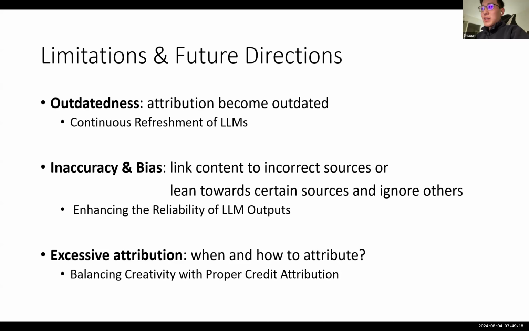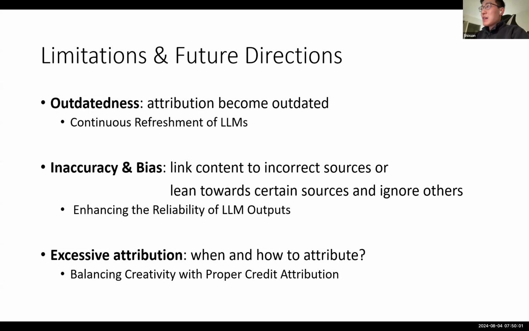And finally, the problem lies in the excessive attribution, because simply the models don't know when and how to attribute. When this kind of problem happens, it will make the generation of the model inconsistent, because it sometimes comes up with attributions very abruptly, right? So another potential direction for solving this problem is to balance creativity with proper credit attribution.